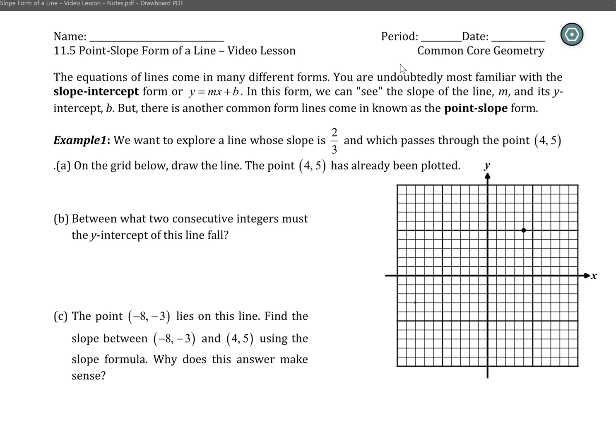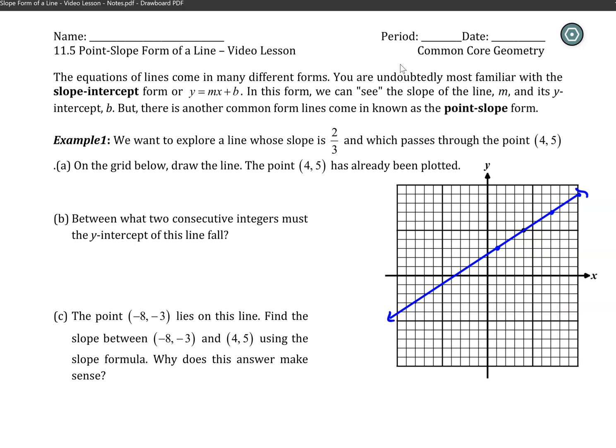So let's look at example 1. They have a point (4, 5), which is already labeled for us. They want us to draw a line that has a slope of 2/3 and passes through that point. So I'm going to go to 4, 5, the point, up 3, right 3. I'm going to go down 3, left 3, just to get an extra 1 or 2 points there. Let's take a straight edge and draw ourselves a line. It should look like that. All right, let's not forget our arrows.